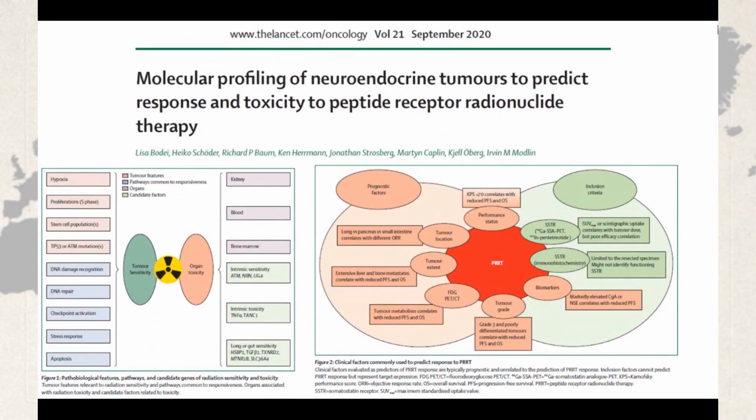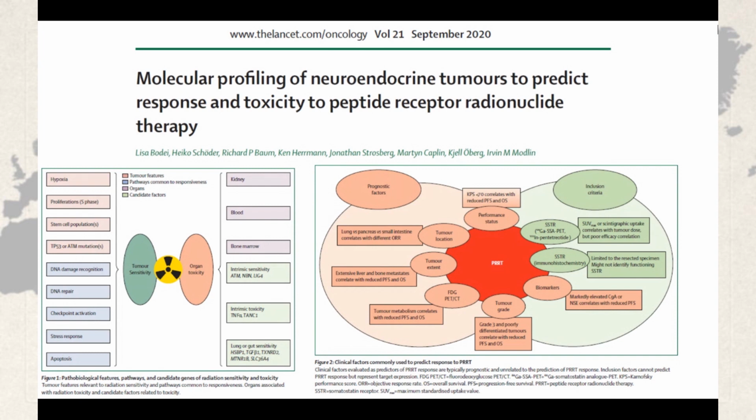I would like to finish with a recent review paper on molecular profiling of neuroendocrine tumors to predict response and toxicity to PRRT, which was published in The Lancet with Lisa Bodei as first author. And as you can see, there are a lot of pathobiological features, pathways, and candidate genes of radiation sensitivity and toxicity, which can be considered.